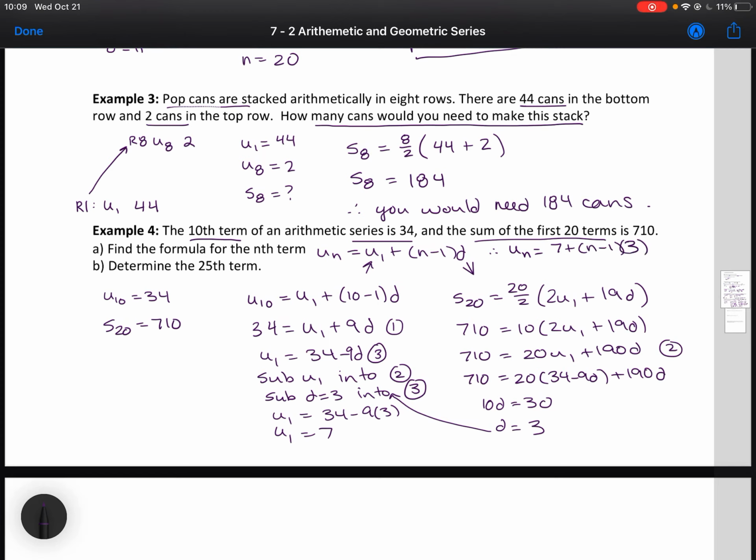Now it's a good thing that I figured that out because part B is going to ask me to determine the 25th term. So I can do that using my equation. 7 plus (25 minus 1), so 24 times 3. And this is going to give me my 25th term as 79.